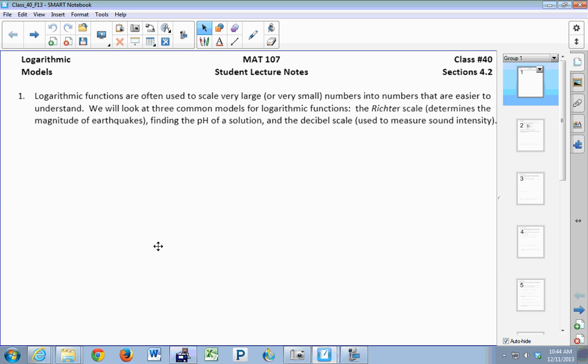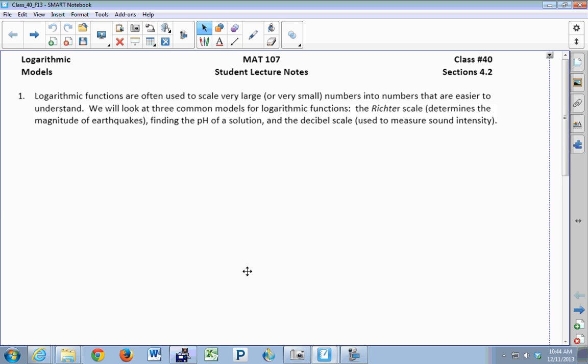Logarithmic functions are used to scale really large numbers or really small numbers, okay? So if you take an astronomy class or some biology or chemistry classes, in particular chemistry classes where you're looking at pH levels, you often will bump into logs, because astronomy involves really large numbers and chemistry involves really teeny numbers, okay? So we're going to look at some models for common logarithmic functions.